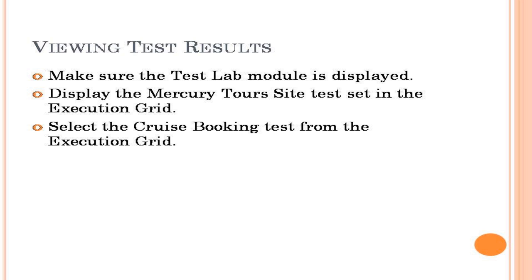Click the Execution Grid tab. In the Test Sets tree, expand the Cycle 1 New Features Test Set folder under Service Pack 1. Select the Mercury Tours site test set. 3. Select the cruise booking test from the Execution Grid. In the Execution Grid tab, select Cruise Booking.